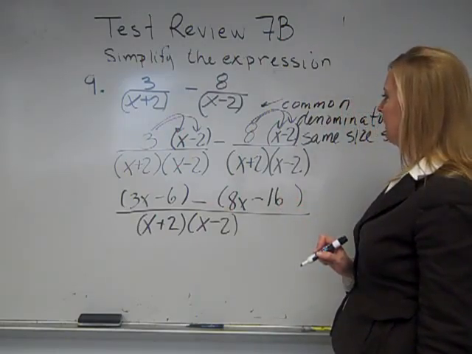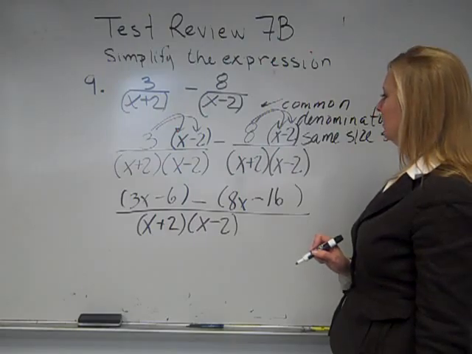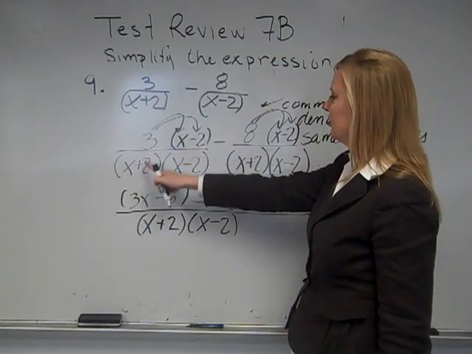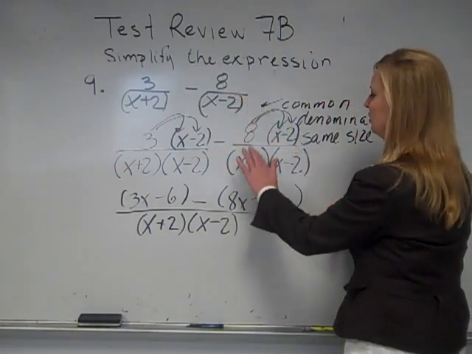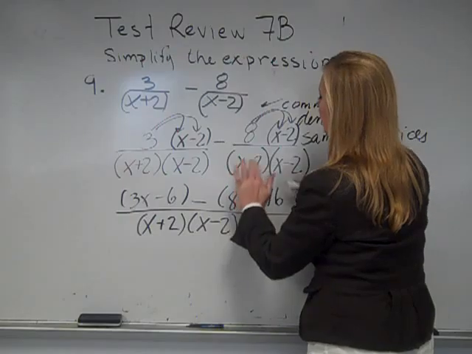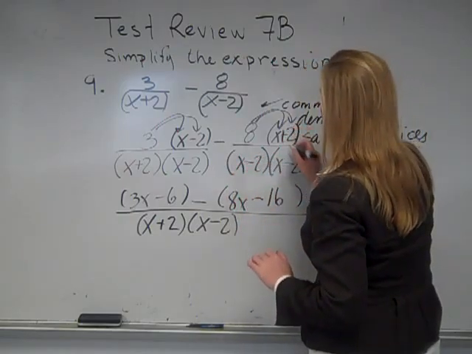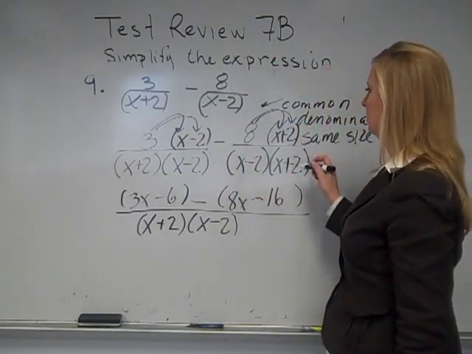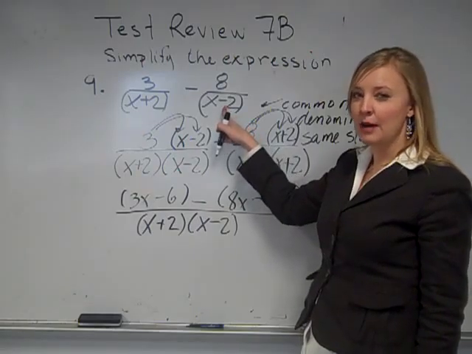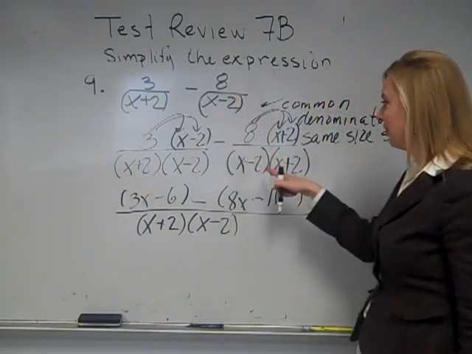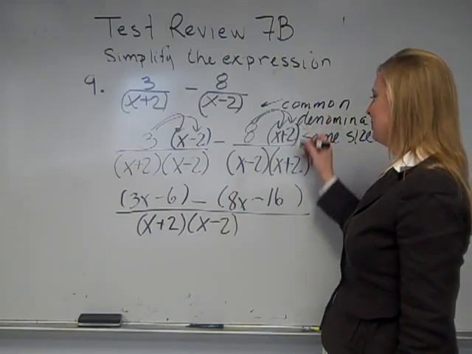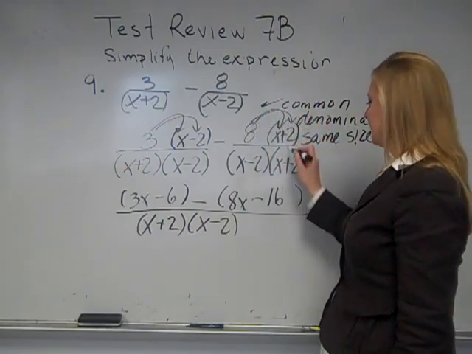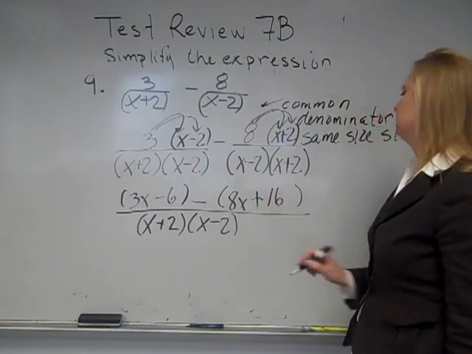Wait a minute, what happened? Look at what happened. We had an x plus 2, we needed an x minus 2. We had an x minus 2, we need an x plus 2. So I caught my mistake. Thank goodness, it could have been ugly. Then x plus 2 divided by x plus 2 is 1. 8 times 2 would be positive 16.